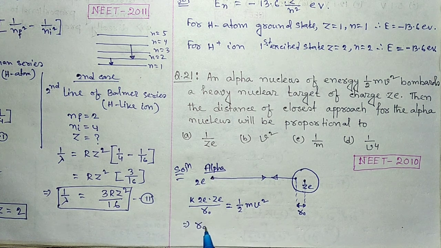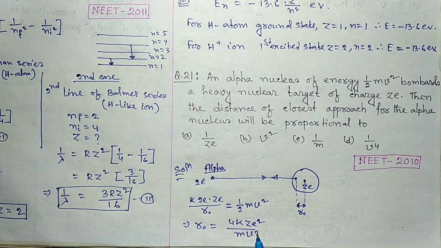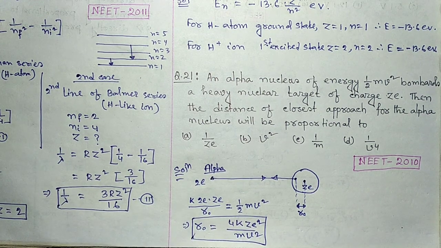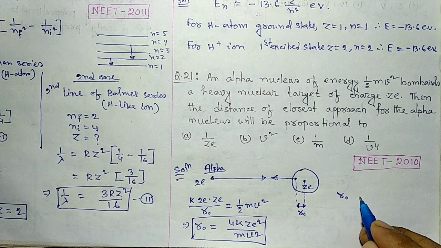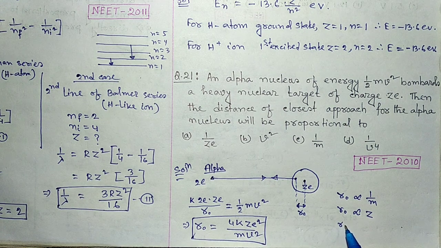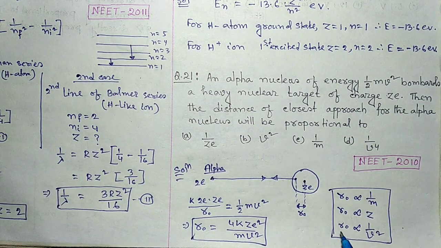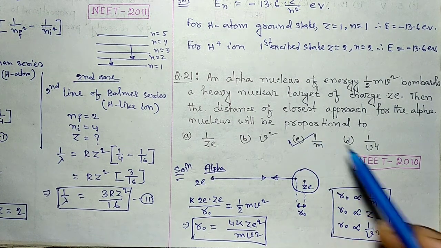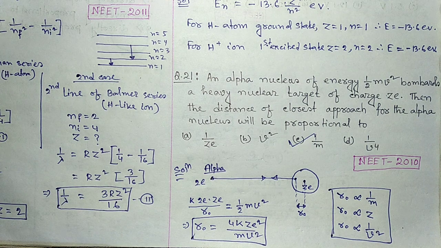Now R naught is equals to 4k Z e square by m v square. So now we can write R naught is proportional to 1 by m, R naught is proportional to Z from here, and R naught is proportional to 1 by v square. So now option C is the right answer: R naught is proportional to 1 by m.